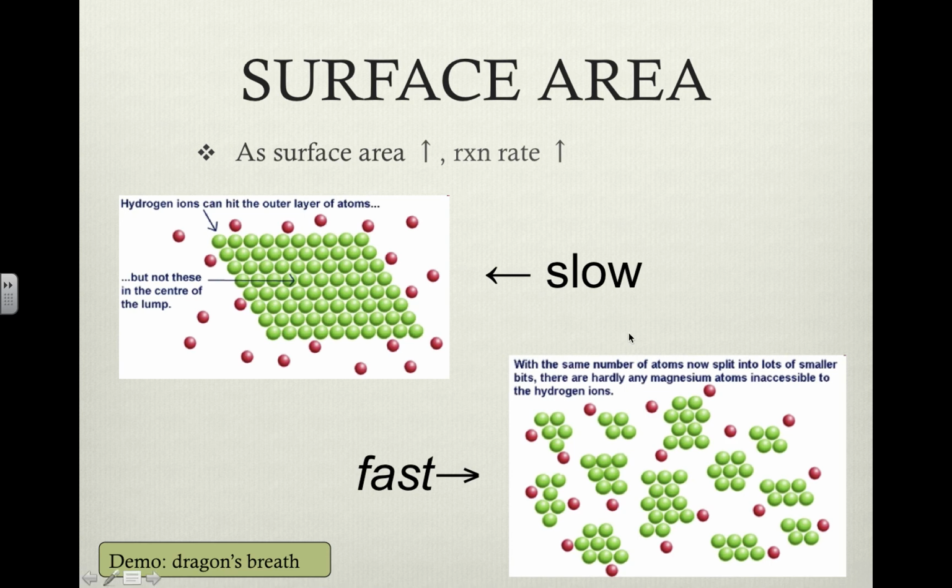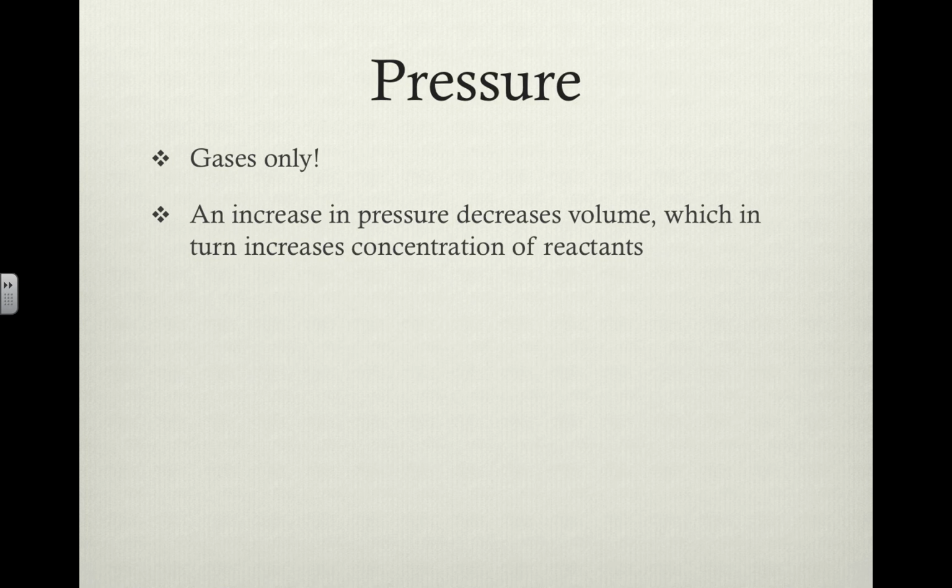If we have a big chunk of something, these little red guys can only hit what's on the exterior and collide with that. But if we crush it up, now there's a lot more space for these red particles to collide with the green. So we get a much faster reaction.